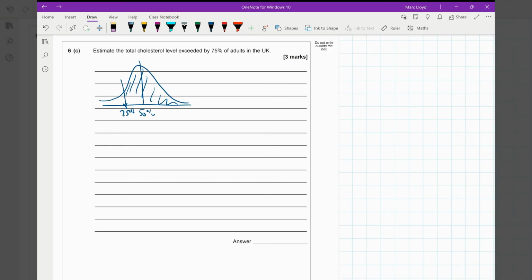Again, going to go back into the inverse normal. But on this question, the tail is going to be on the right, because that's where the shaded bit is. And I hope drawing these diagrams helps you. On the area side of things, exceeded by 75% of the adults. So that's going to be 75%, 0.75.